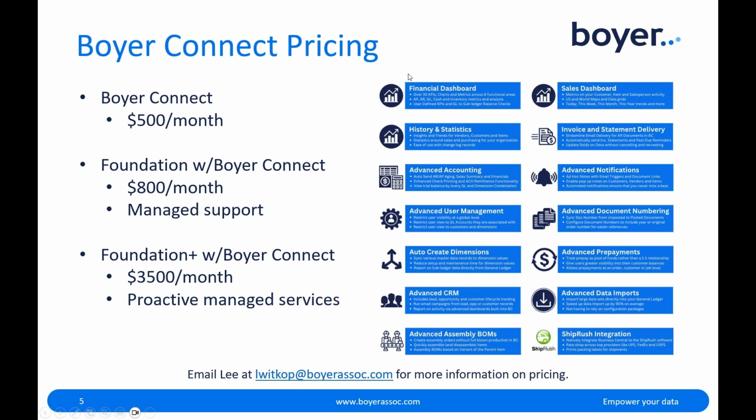We have 3 different plans that you can buy for these. The Boyer Connect is $500 a month, and basically you get everything over on the right-hand side, plus anything we build in the future. The Foundation with Boyer Connect gets you managed support in addition to all the tools. And then the Foundation Plus with Boyer Connect gets you proactive managed support with, of course, all of the tools that you see over to the right. So all 3 of these packages include unlimited access to all of our tools. All of our tools are priced per tenant. I don't care how many users you have or how many companies you have, the price will remain the same.